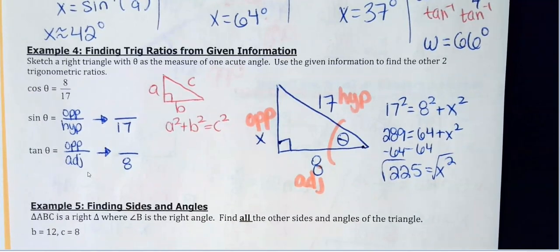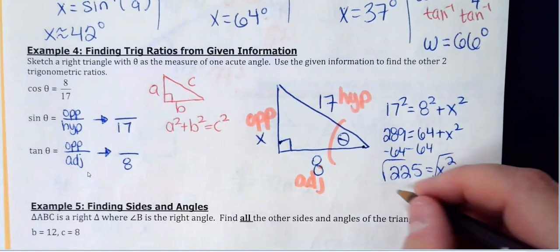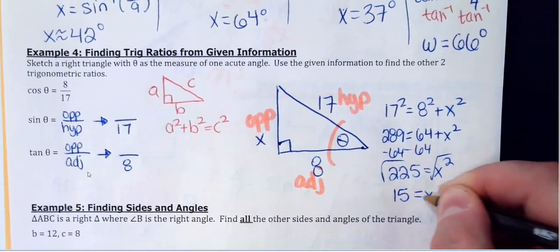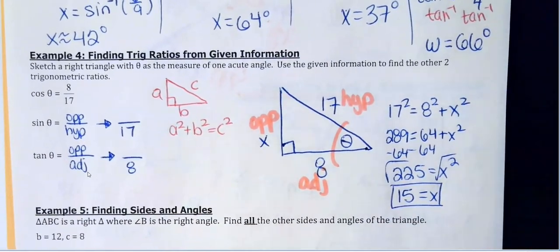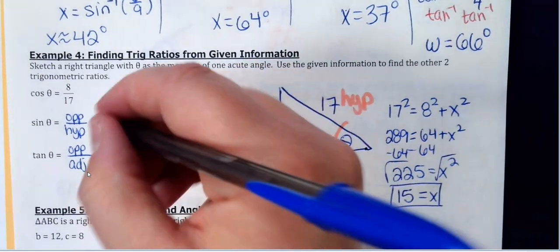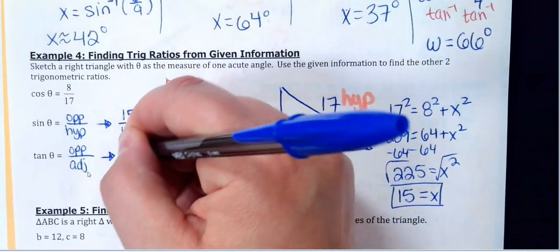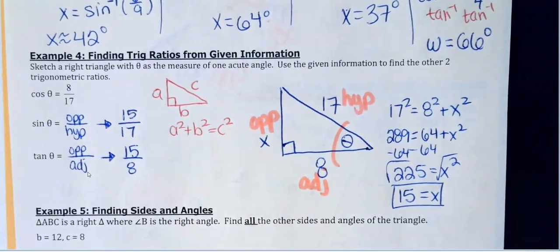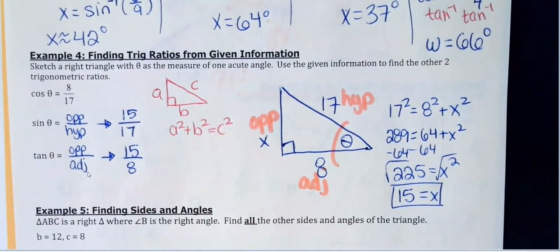If I'm talking about a triangle, though, you can't have a negative length, so you don't want to put the plus and minus symbol here. We're just going to go with the positive square root of 225, which is 15, and then I can just fill that in on both of those ratios to complete that information. But the key is, if you've got a right triangle, you can always use the Pythagorean theorem. If you know two sides, you can find the third.